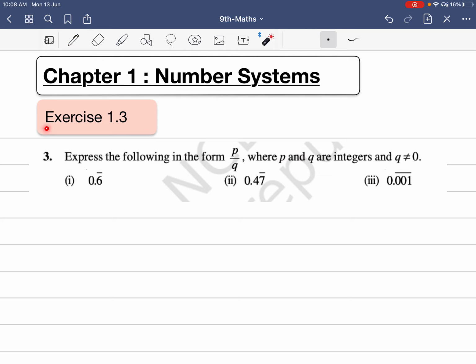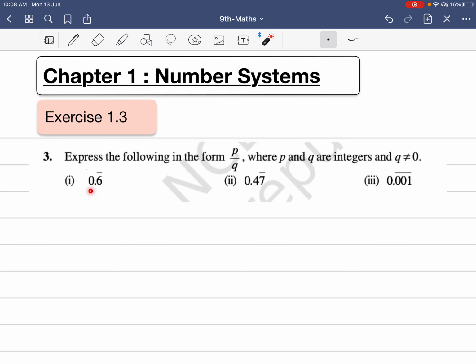So in this video, we're going to continue with our exercise 1.3 and we're going to look at question number 3 now. Let's read the question. Express the following in the form p by q, where p and q are integers and q is not equal to 0. So basically this is the definition of a rational number, how a rational number should look in the form of p by q.